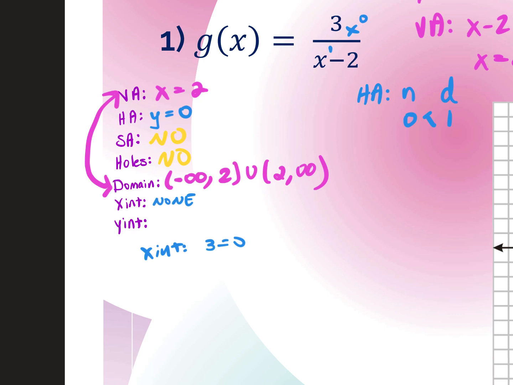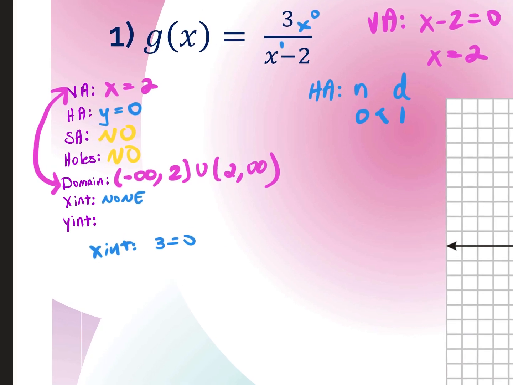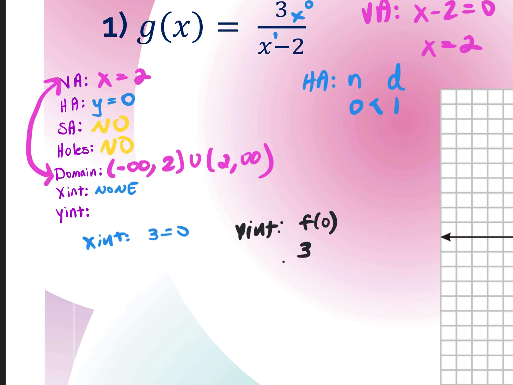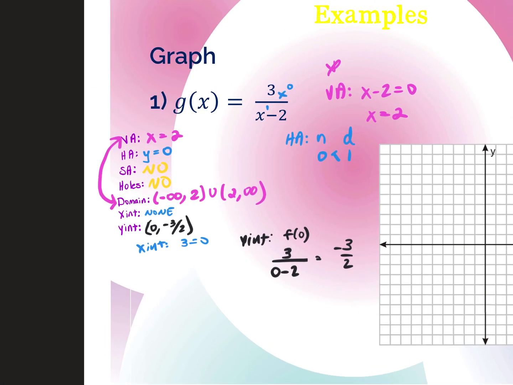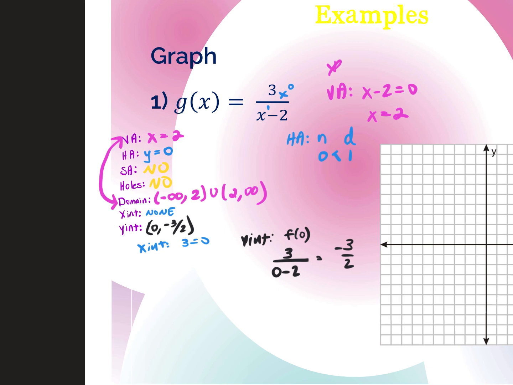And then how do you find the y? Denominator? Not denominator. Look at your cheat sheet. We talked about it earlier, just a few minutes ago. How do you find the y-intercept? F of 0. So take your function, 3 over 0 minus 2. What does this become? Negative 3/2. So when you plug in 0 for x, you get out negative 3 over 2.